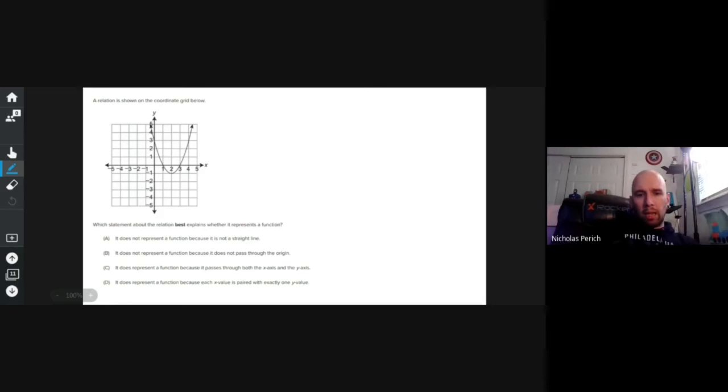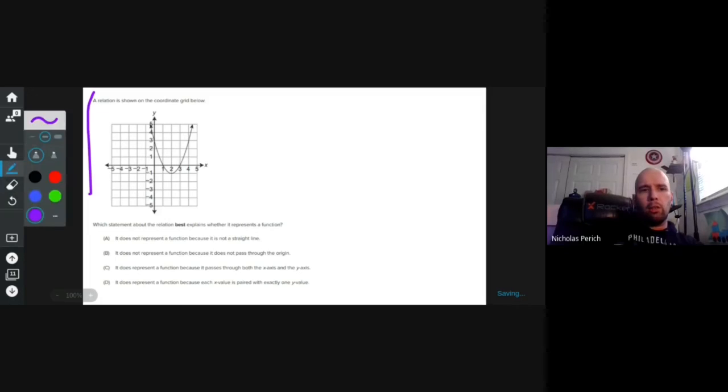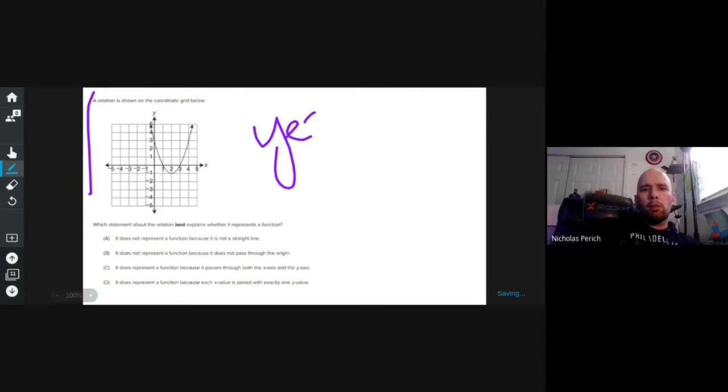Which statement best describes what's going on? It's talking about functions and straight lines. Okay, well, first off, let's make sure that this is a function. Yep, it's a function. So this one that says it's not a function doesn't even count. It does not represent a function because it's not a straight line, but it is a function.